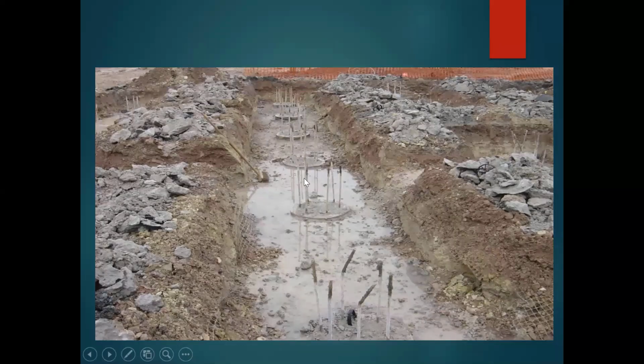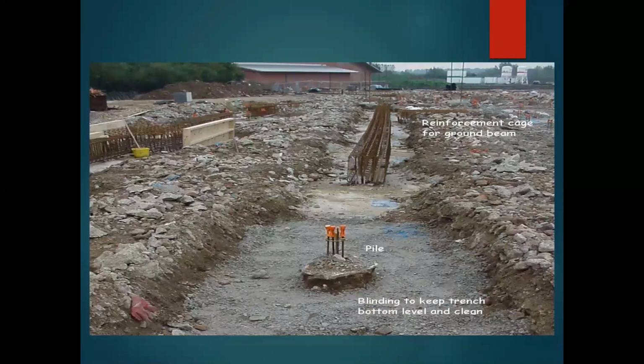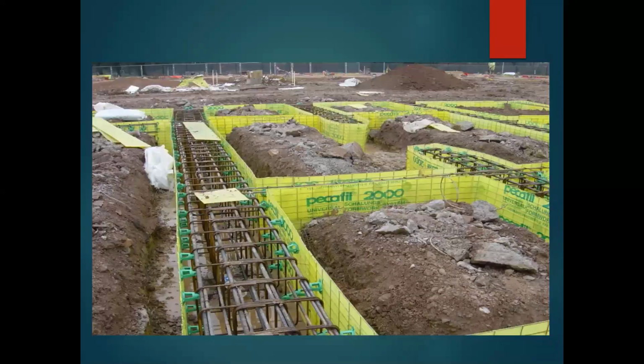So the piles, you will notice there are rainpours here, so that there will be a continuity to the beam. And then look at this, the beams are being laid out, the beam and the piles, with the blinding. These are blindings to keep the trench bottom level and clean. And also, we know that the soils contain different kinds of chemicals that might affect your beams or the steel in your beam or in your column.